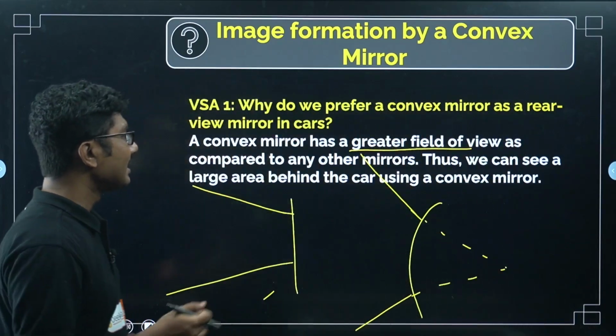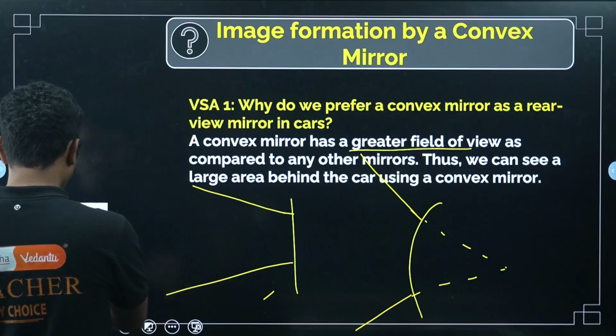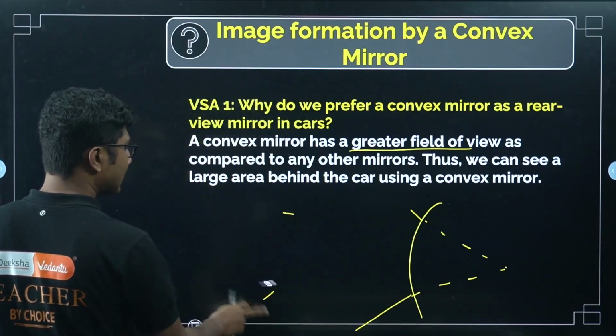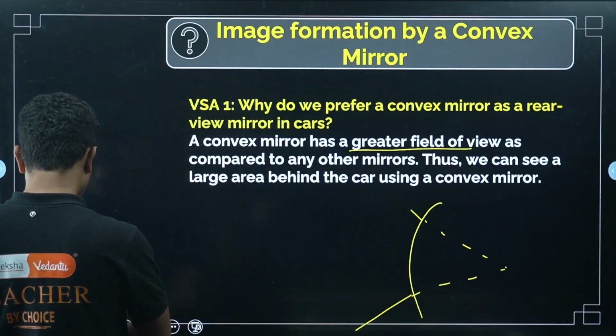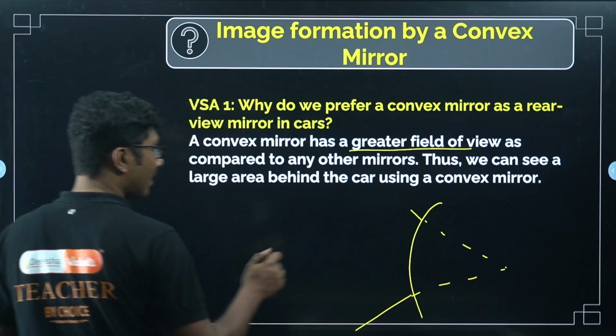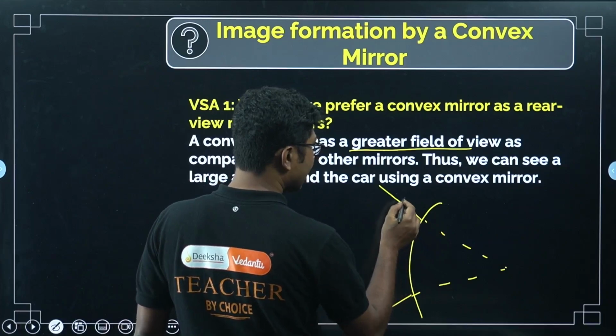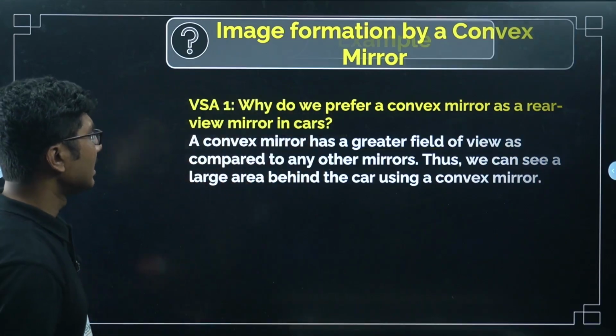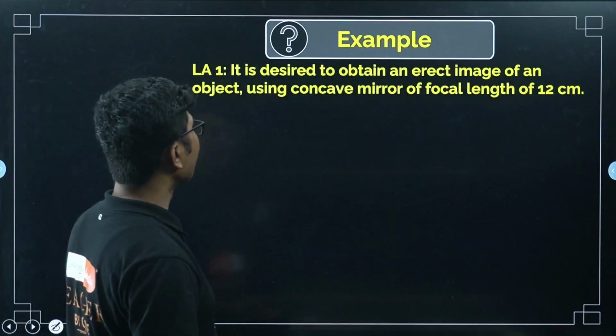That's why this mirror is used as a rear view mirror. Because it has a very large field of view, it can see a very large distance, a large area behind the mirror. So that's why it is used in rear view mirrors. Now let's move on. See one example.